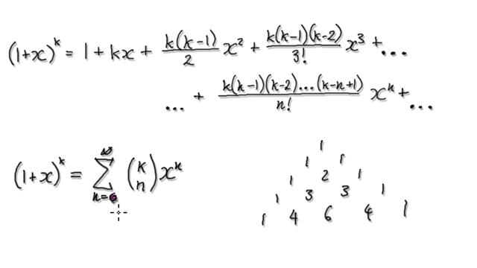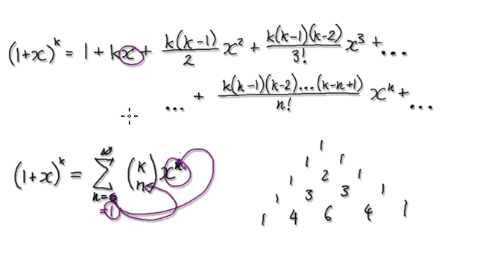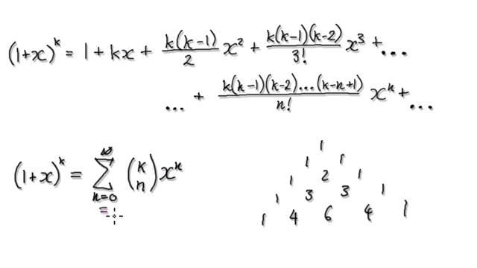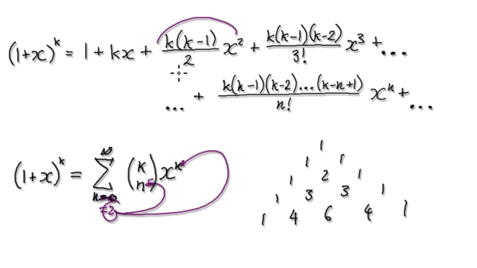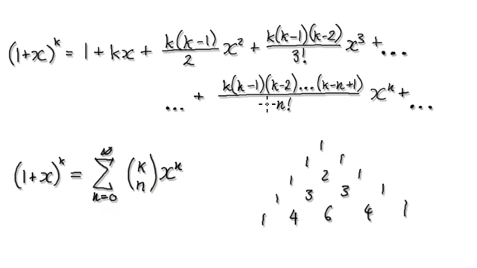Now the next one will be when n equals 1. So put this into here. So that will then give you this, and then put the 1 into here. So that will then give you your k. And then when n equals 2, put the 2 into here, and then put the 2 into here. It will then give you this thing here, and so on.